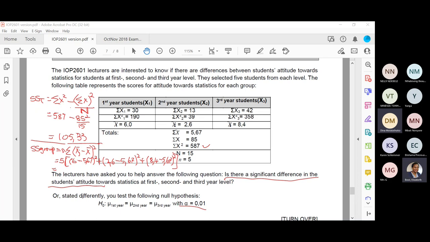Just give me a sec. The answer here will be 84.933 and some number. So I'm just going to keep 2 decimals. So that will be 84.93. So that is the SS group.